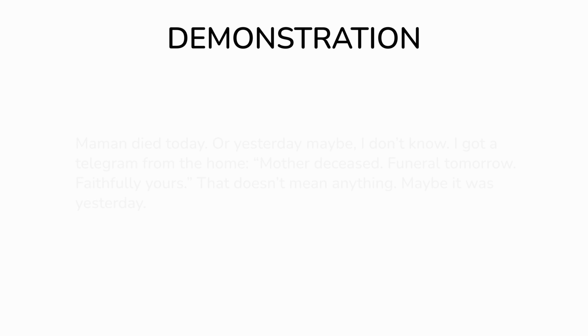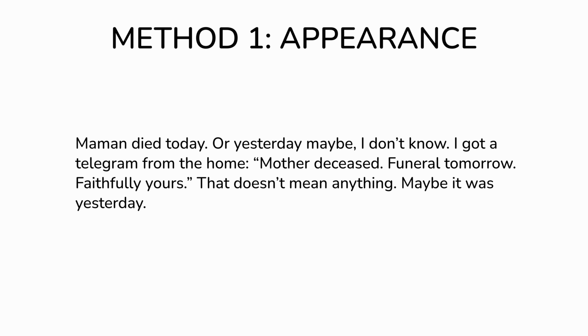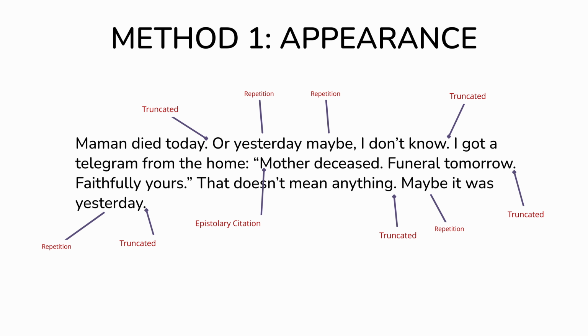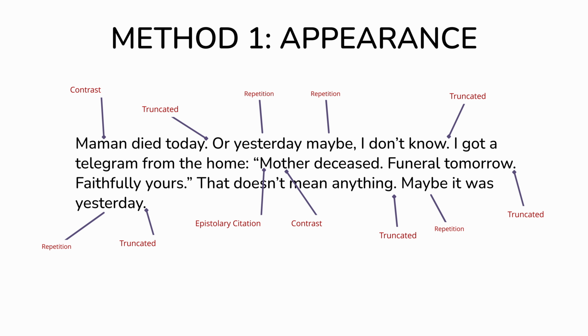Now, let's give these methods a whirl with the actual extract that you saw at the beginning of the video. If we were to use the first method, purely just scanning for techniques, we would probably spot a few of them really quickly. There are a lot of short, truncated sentences, there's a citation from a telegram, there's repetition of yesterday and maybe, there's the contrast of the name maman against mother. But as you can probably tell, these aren't immediately useful. We're kind of just playing the game here, trying to get the high score for most technique names dropped. This might work in a comprehension exam, but if we're trying to write a strong analysis, we need a better grasp of these techniques.